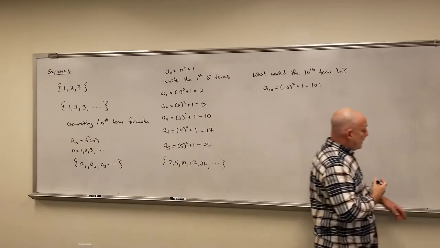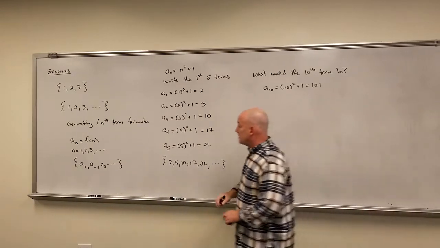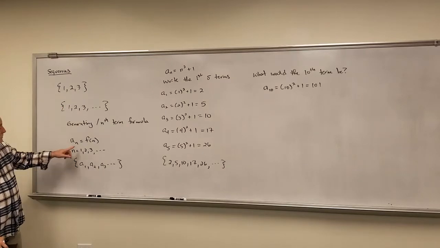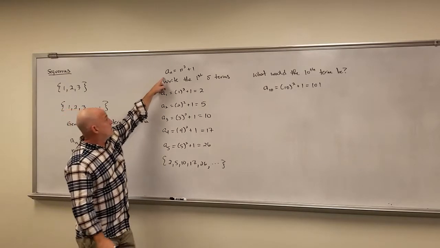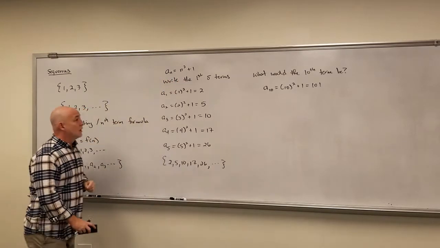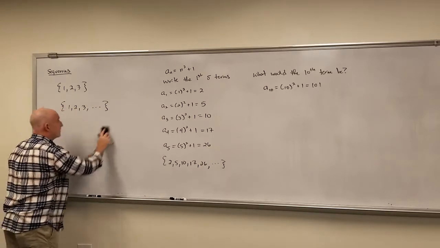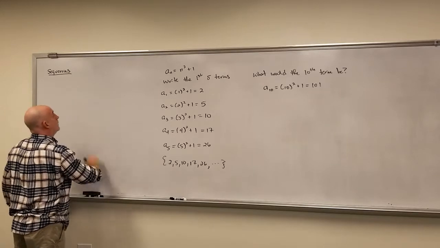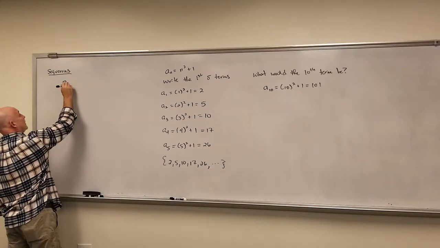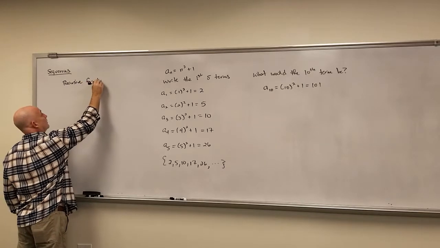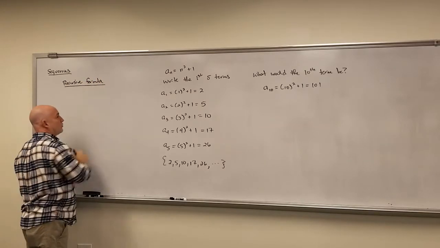All right, so a sequence is just a list of numbers that is generally given by our a sub n's, and notice that our a sub n was just some function of n. Now there's another way that we can represent sequences, and this is called a recursive formula. Now these are a little bit more tricky.